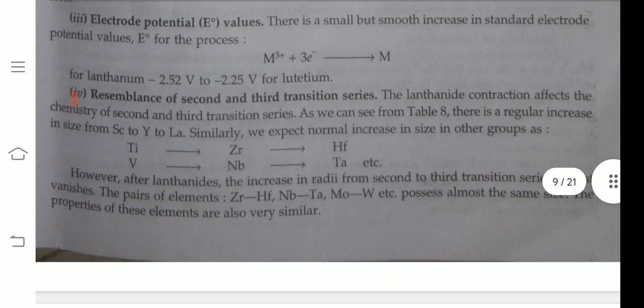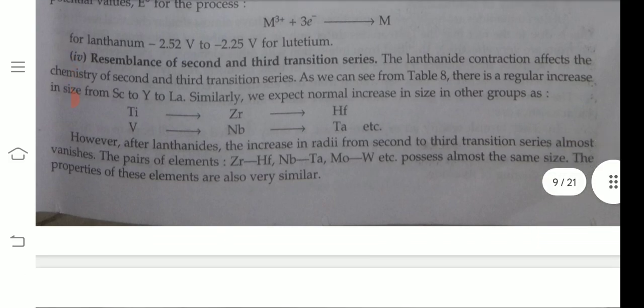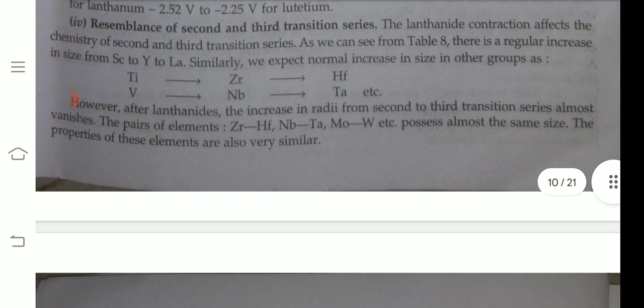Resemblance of second and third transition series. The lanthanide contraction affects the chemistry of the second and third transition series. As we can see from the table, there is a regular increase in size from scandium to yttrium to lanthanum. Similarly, we expect a normal increase in size in other groups, as from zirconium to hafnium and from niobium to tantalum. However, after lanthanides, the increase in radii from second to third transition series almost vanishes.